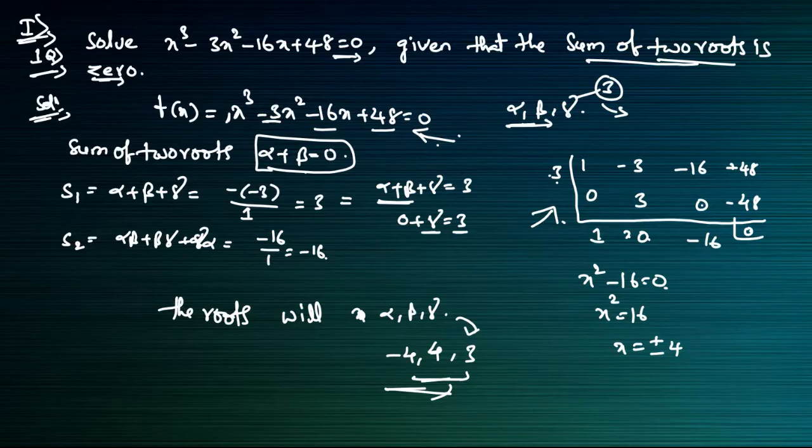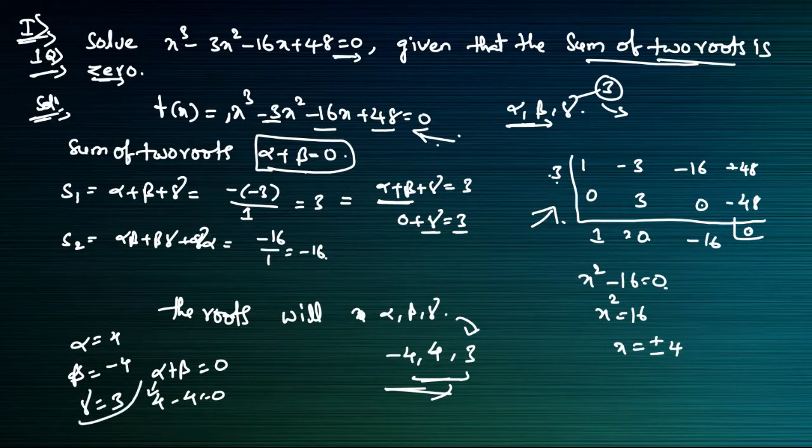Now moving to the next question. So here we can take alpha plus beta is equal to 0, so here 4 minus 4 is equal to 0 also. So alpha is equal to, we can take 4, and beta is equal to minus 4, and gamma is equal to 3. So this we have to know here.